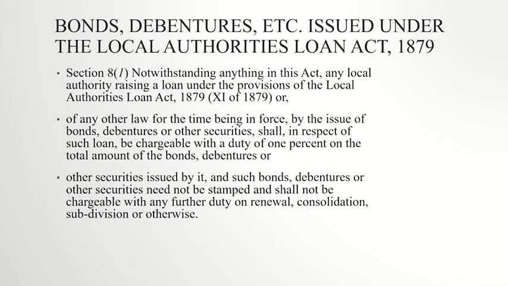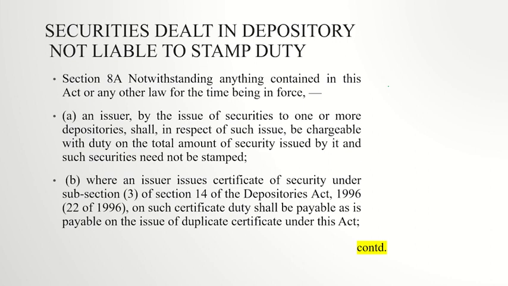Now we will come to bonds and debentures issued under the Local Authorities Loan Act, 1879. What does this Act say? This is basically about the concepts relating to bonds, debentures, etc. We'll try to understand that in the next video. Securities dealt in a depository are not liable to stamp duty. This is what you have to understand. This is very important for the exam.